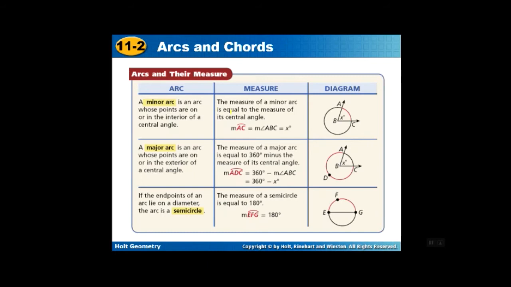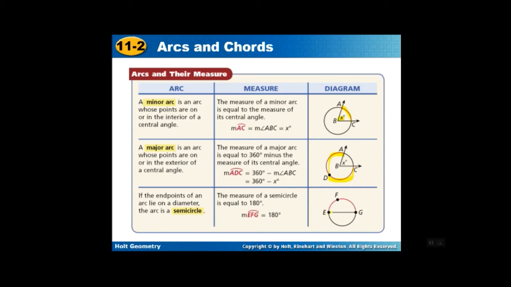The minor arc is the arc which is in front of the angle. Look here, angle with x degrees. This is the minor arc which is in front of the angle, while the major arc is the arc which is in the back of the angle, as you can see here. This is the major arc. And the semicircle is half of the circle, the arc which represents half of the circle, as you can see here.